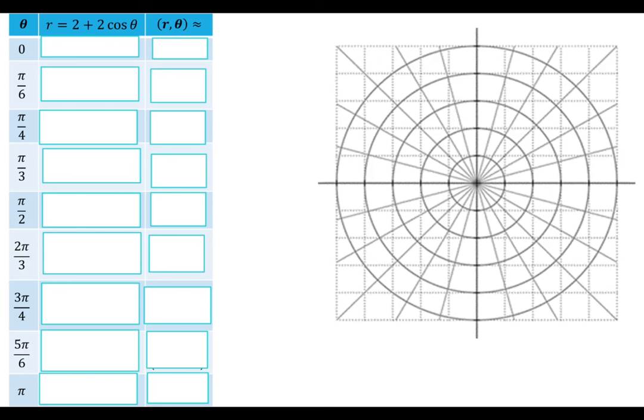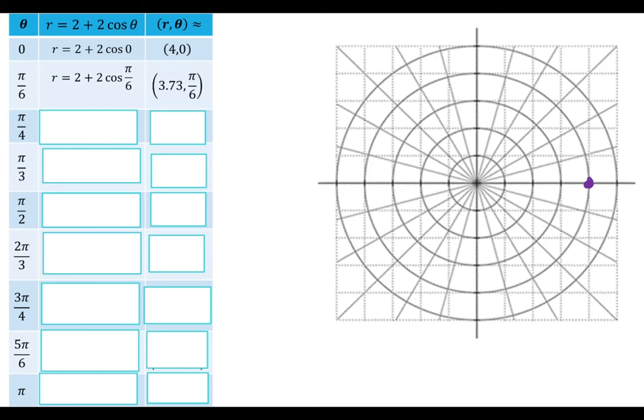So if I plug 0 in for theta, that's going to give me r is equal to 2 plus 2 cosine of 0. But cosine of 0 is 1, and so we're then going to get (4, 0). Alright, I'm just going to plot these ordered pairs as I find them. So (4, 0), right there. Then plug in pi over 6, so I get 2 plus 2 cosine of pi over 6, which I'm going to approximate to make my life easier on plotting, and I get about (3.73, pi over 6). So let's cycle to pi over 6, and 3.73 is about right there.